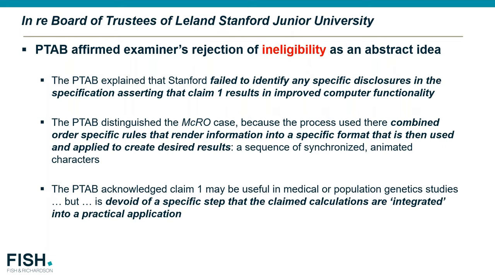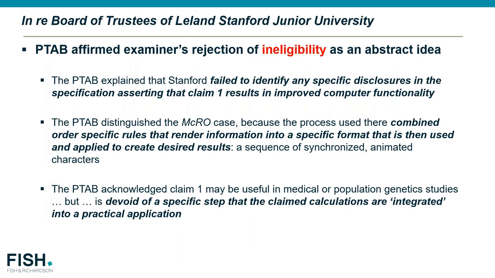Stanford had argued, based on a couple of other Federal Circuit decisions, such as this Macro case. But the PTAB distinguished those cases because the process used in those earlier cases combined specific rules and a specific order that rendered information into a specific format that's used and applied to create a desired result. In that case, it was a sequence of synchronized animated characters. So the PTAB actually acknowledged that claim one may be useful in medical or population genetic studies, but the claim as written and as filed and amended was devoid of any specific steps that the claim calculations are integrated into a practical application. As I said, the last step of the claim is just that they're storing the data.